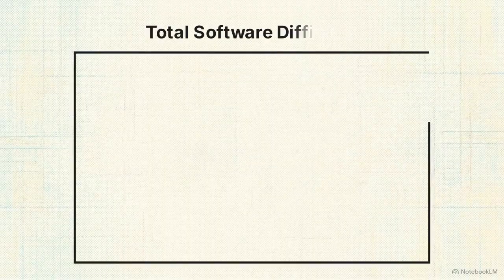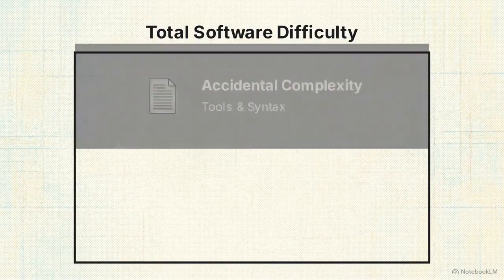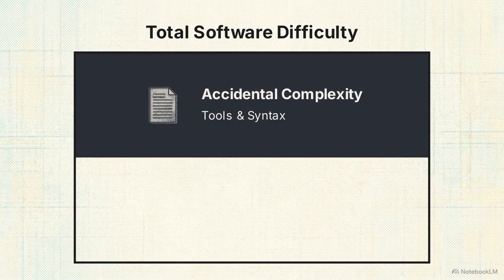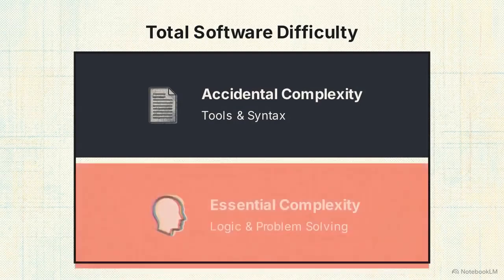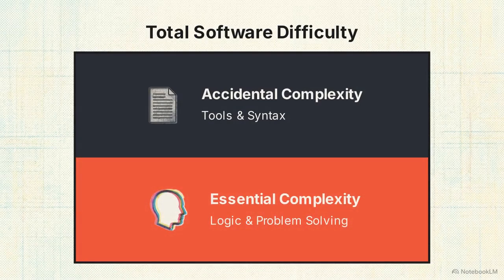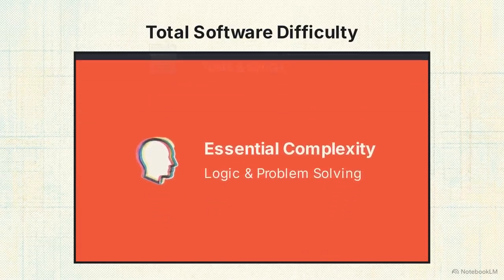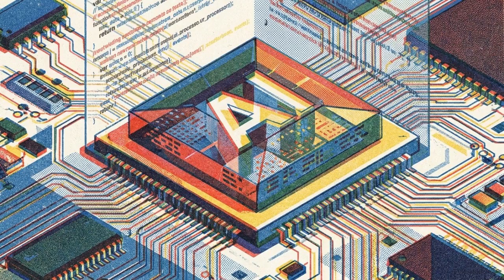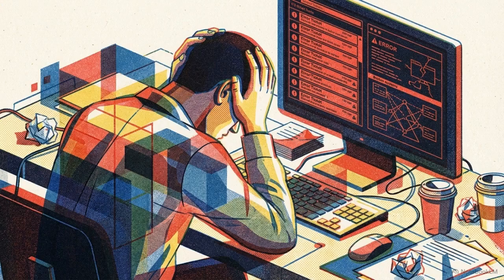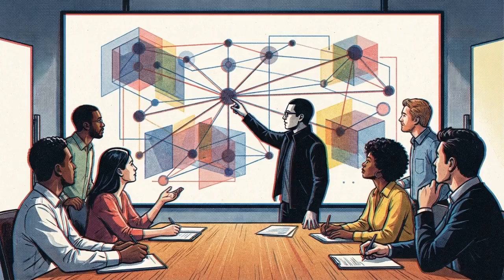Software contains 2 types of difficulty. Accidental complexity is the friction of tools and syntax. Essential complexity is the irreducible difficulty of specifying logic and solving the actual problem. AI can eliminate the accidental complexity of typing code. However, wasting freed capacity on doing the same reactive work faster results in only marginal gains. High-agency teams redirect that energy upward. They use their bandwidth to tackle essential complexities through compositional and generative design.